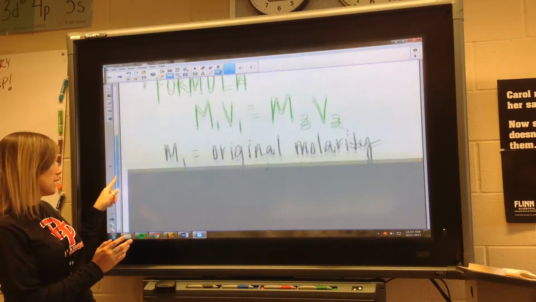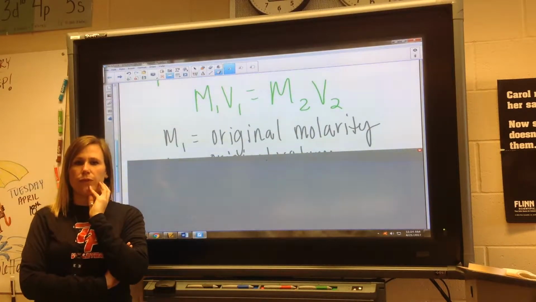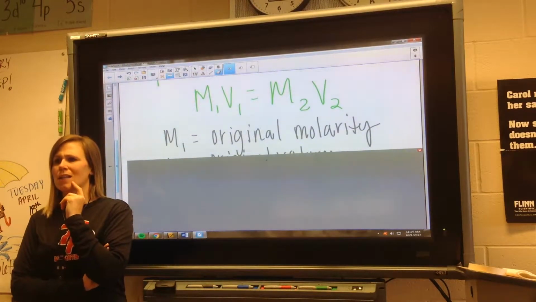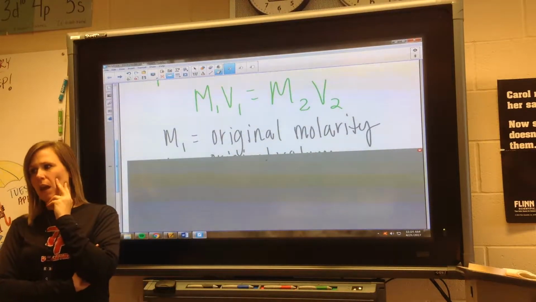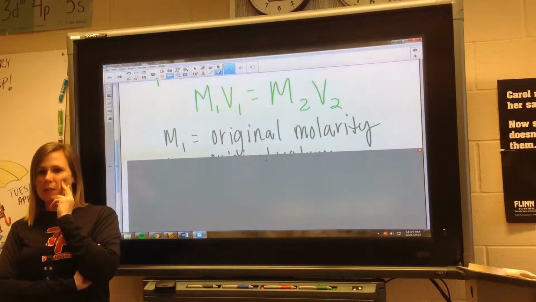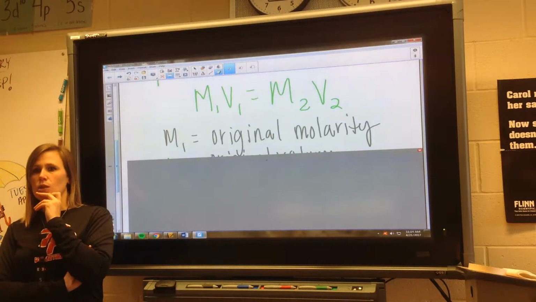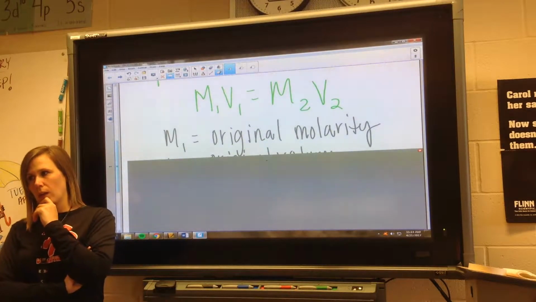So your M1 stands for your original molarity. Okay, not 100% of the time, but for most of your general questions, your M1 is going to be the more concentrated, your stock solution, and we're going to be adding water to it and diluting it. Okay, there are certain instances, especially on your worksheet and in one of our examples today, where we can actually take a solution and make it more concentrated. What's one way you could do that?